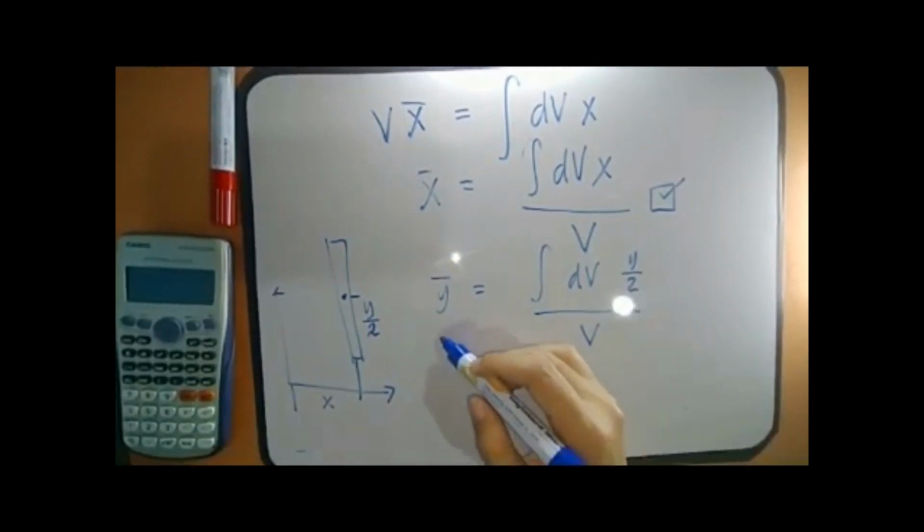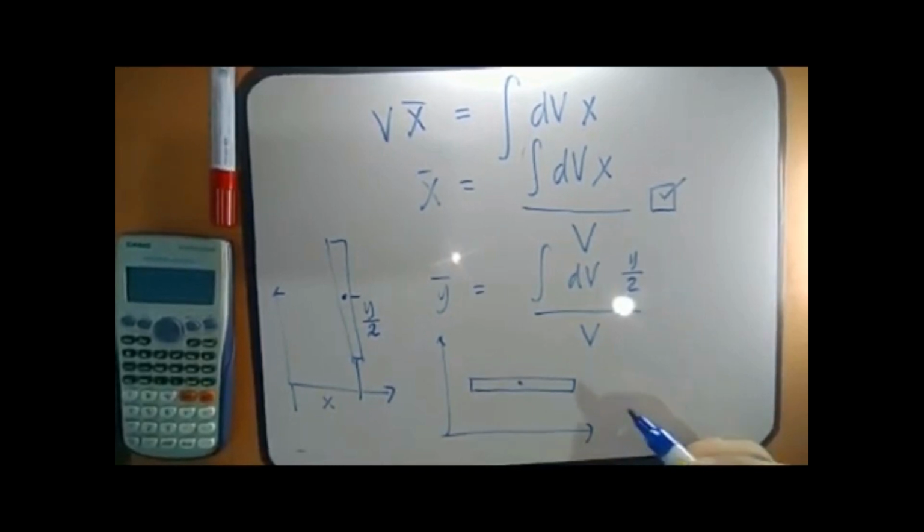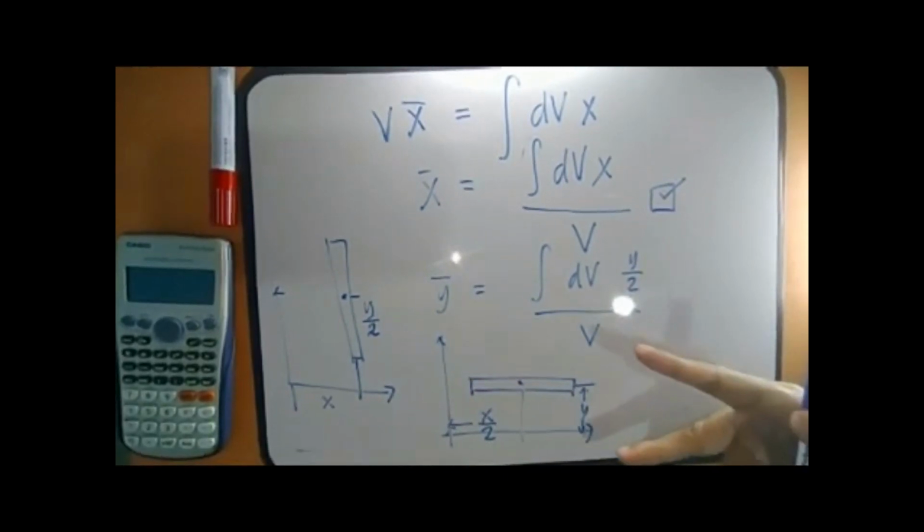If it happens that our strip is horizontal, the distance of the centroid of the horizontal strip in terms of the x-axis will be reversed. So x over 2, because the distance is x, so its midpoint is x over 2. Then our y will just remain y. So that is the difference, guys. It depends on the rectangular strips we use.